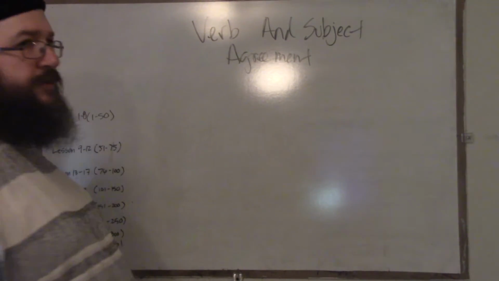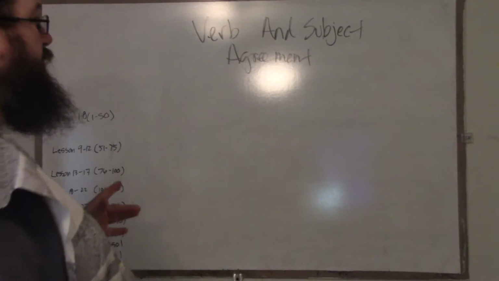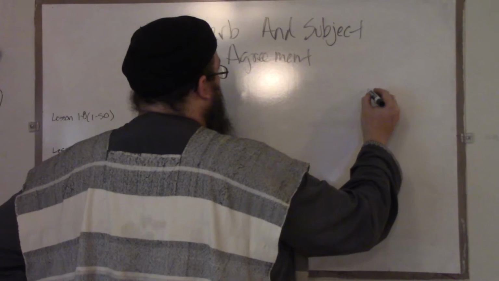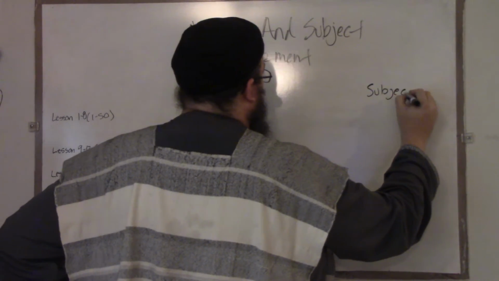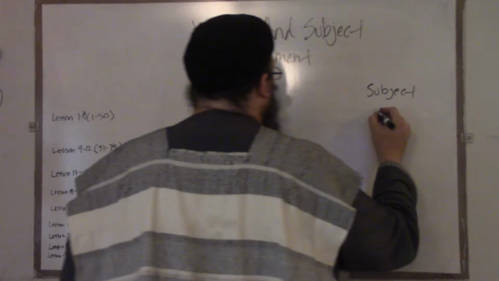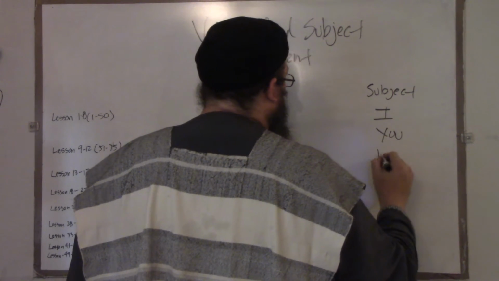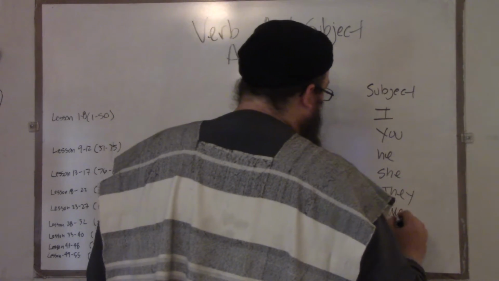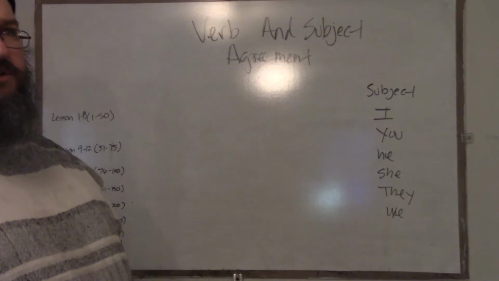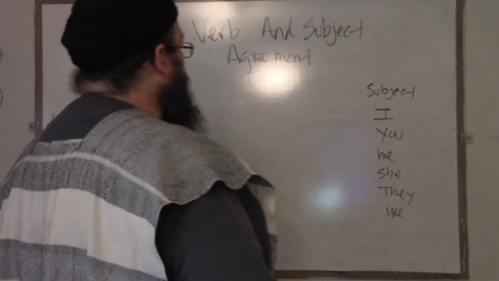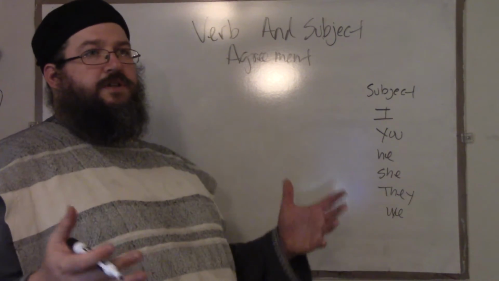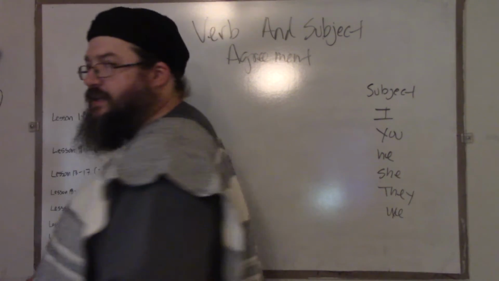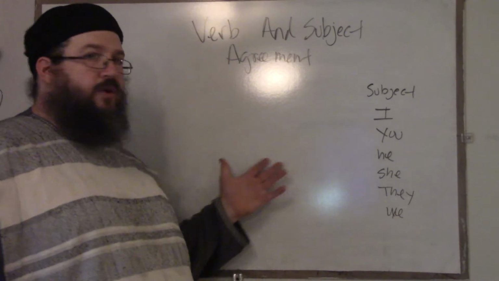Alright, verb and subject agreement. Remember in the beginning of the video, I shared with you that whenever it comes to verbs, we have to understand who the subject is. Is the subject an I, a you, a he, a she, a they, a we? That's the first thing we want to identify. What's the subject? And when we utilize our verb chart, which I'm going to focus on first, the verb chart is going to tell me exactly who I'm going to be focusing on.